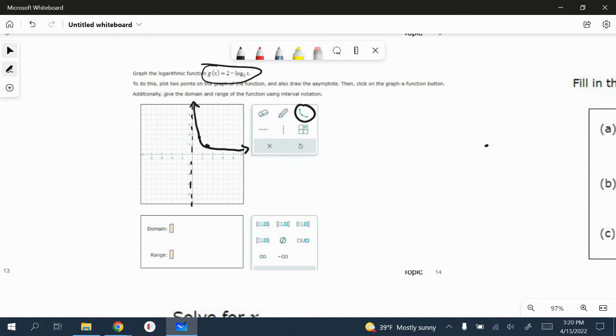Then my domain and range, we need to talk about that for a second. When I'm talking about domain, that's all of the possible x values. Since we have a vertical asymptote that's on the y-axis, this means we'll never go negative with our x values. So it's going to be everything from 0, but not touching 0, so it's a parenthesis, to infinity. And then for my range, there is no limit for my range. This will go both to negative infinity and positive infinity.